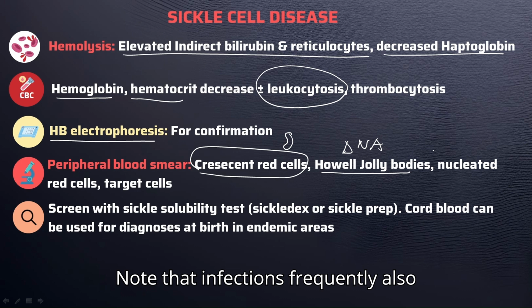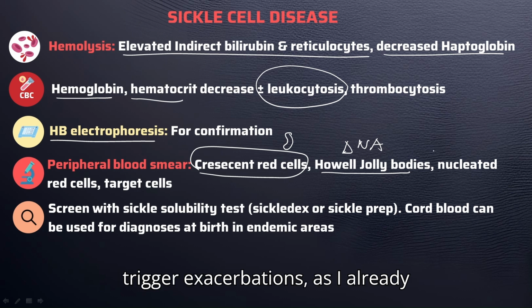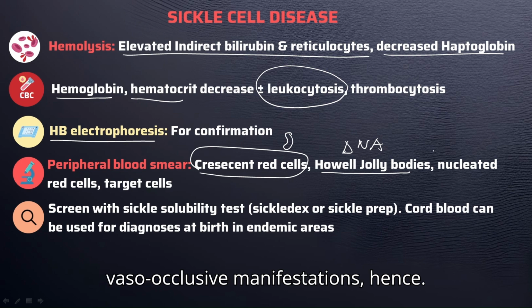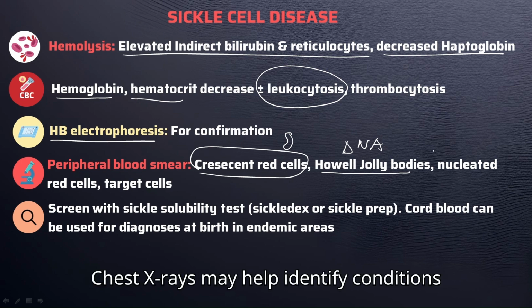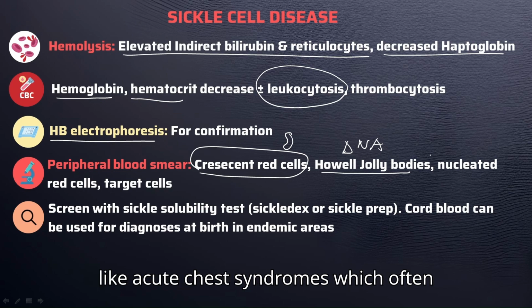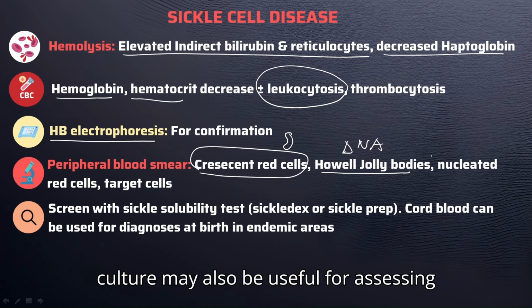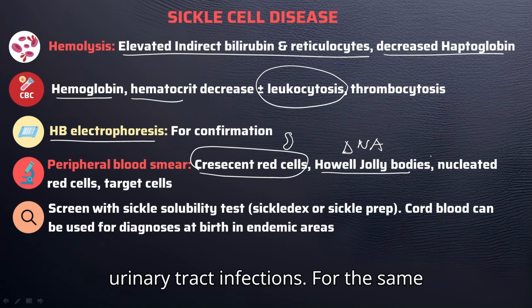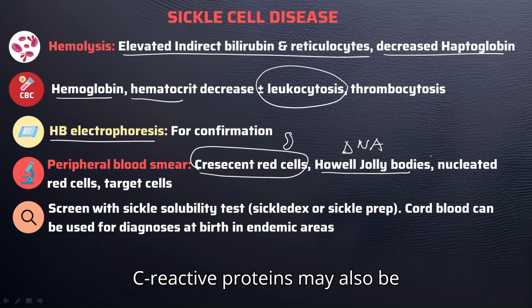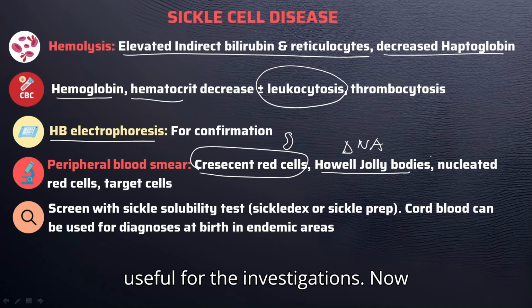Note that infections frequently trigger exacerbations, as I already mentioned, that is hemolysis and vaso-occlusive manifestations. Hence, chest x-rays may help identify conditions like acute chest syndrome, which often mimics pneumonia. Urinalysis plus culture may also be useful for assessing urinary tract infections. For the same reason, inflammatory markers like C-reactive protein and ESR may also be useful for the investigations.